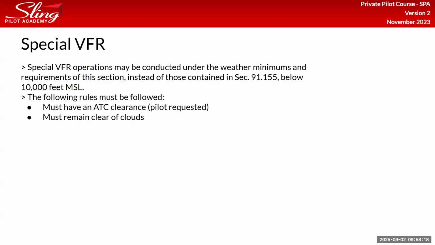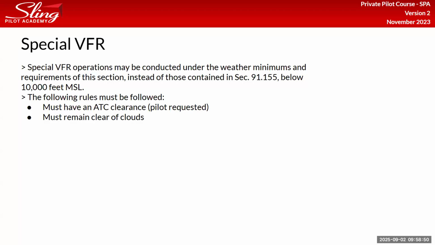So if the weather outside is overcast, it's just a layer of clouds, there's no holes, they're not single clouds, this is something that you can't ask for because there's no way to remain clear of clouds. It's just a whole layer of clouds. But if you have something like broken layers of clouds that you are able to basically move between, then you can ask for special VFR from ATC.